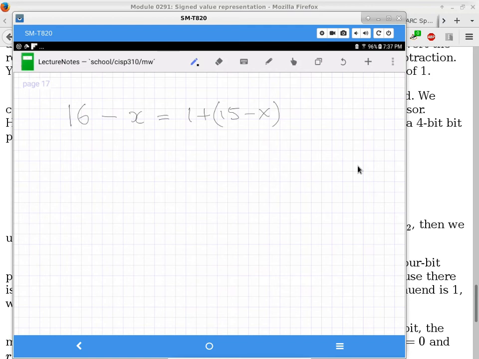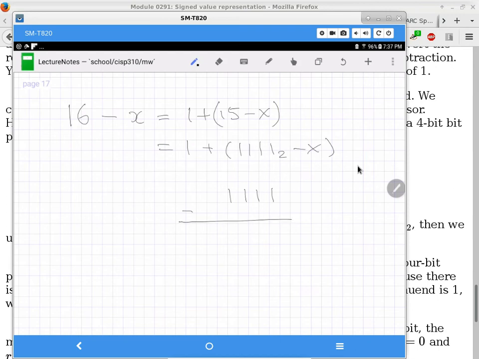But how does this have anything to do with 2's complement? What do you think 15 looks like as a 4-bit number? It's 1, 1, 1, 1. So now we have 1 plus 1, 1, 1, 1 in base 2 minus x. What is so special about it? To understand why this is really cool, let's look at the subtraction in long format. We are subtracting x from 1, 1, 1, 1.